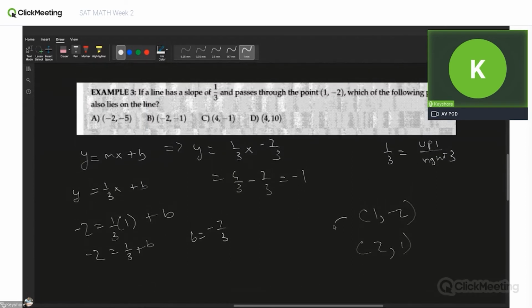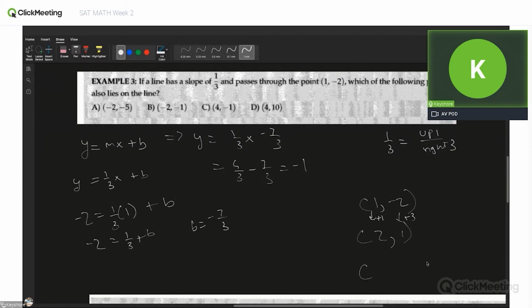I just went ahead and added. So we just added 1 here, and we added 3 here. That's all we did. And then we're going to do it again, because it doesn't matter, right? This line always has the same slope. So if I add 1 here, we get 3, 4.